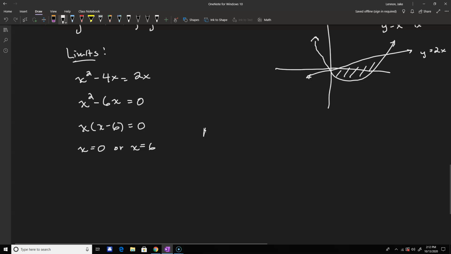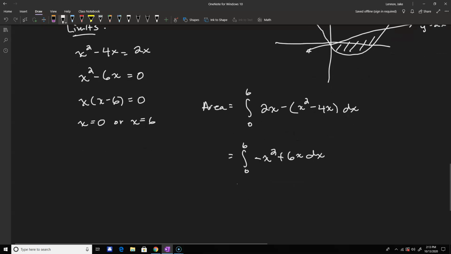So maybe I'll do that over here. So the area is given by the integral from 0 to 6 of, the line is on top here, 2x minus the formula for the parabola, x squared minus 4x dx. And so this is our integral, distributing that negative and simplifying, of minus x squared minus 6x plus 6x.